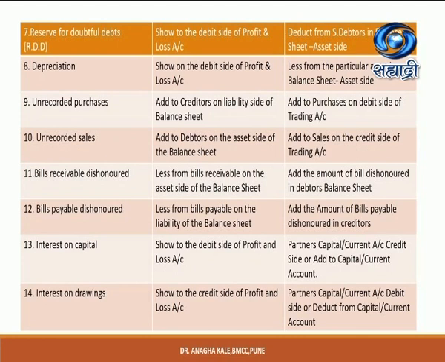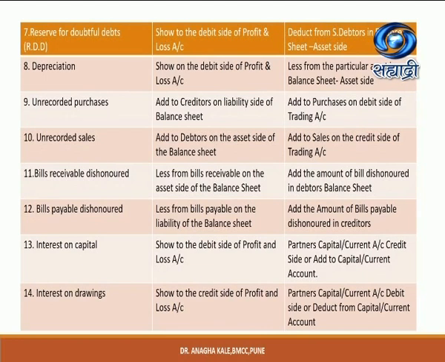Moving ahead with the next adjustment, interest on capital. Now interest on capital is an expense for the partnership business. So we are showing it on the debit side of the profit and loss account, and it is related with the partner. That particular interest is payable to the partner. So on the credit side of the partner's capital or current account, we are showing it.